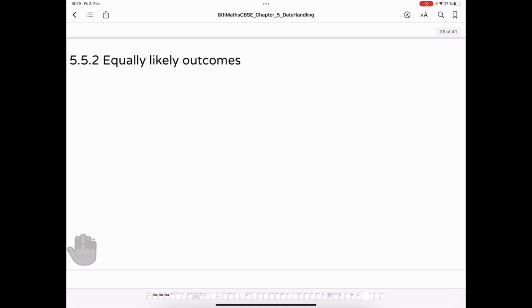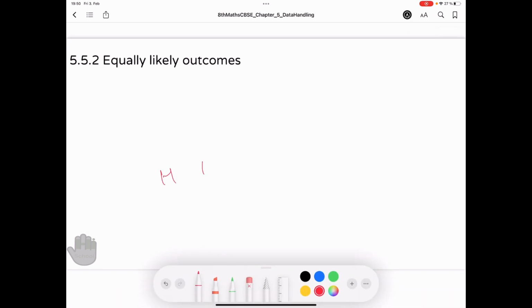Next subsection is 5.5.2, equally likely outcomes. So what are equally likely outcomes? In a random experiment, like we have seen the examples of tossing a coin or rolling a die, the outcomes in tossing a coin were either head is going to come or tail is going to come. If this coin is not tampered with, not designed a certain way where head is more likely to come, it's a fair coin. So there is a term called fair coin, fair die; in probability we call it a fair coin.